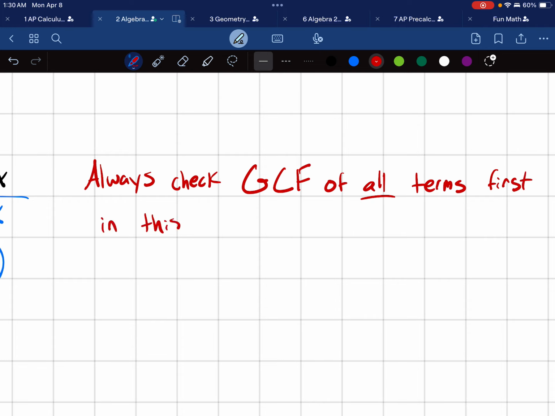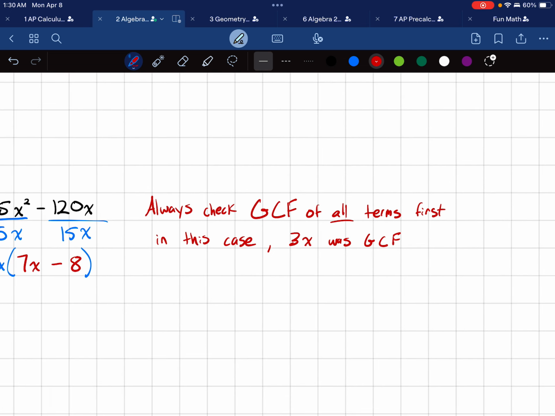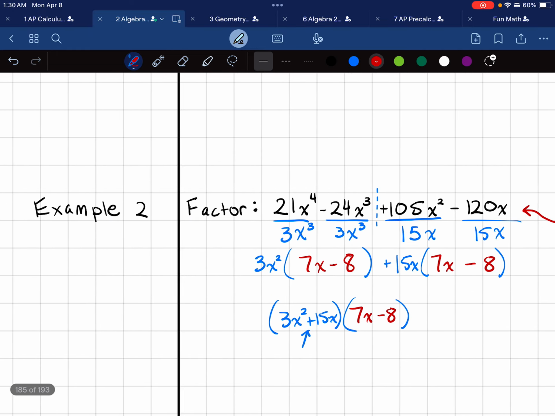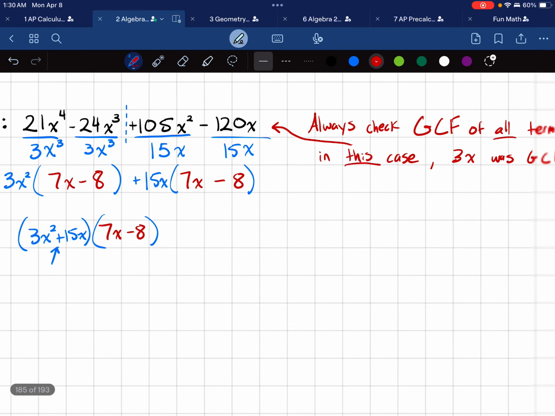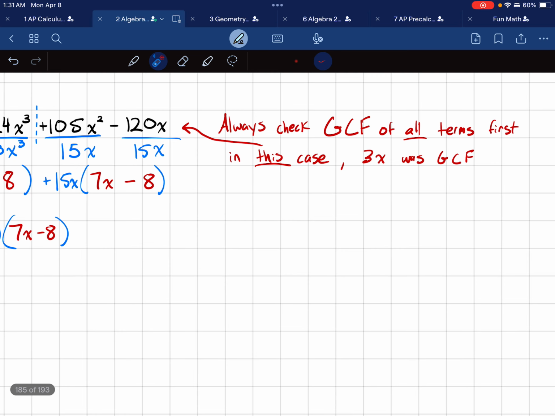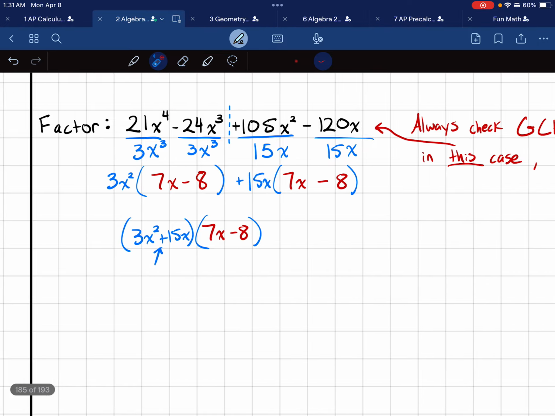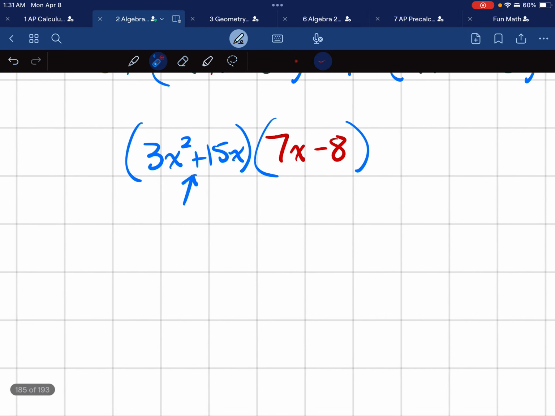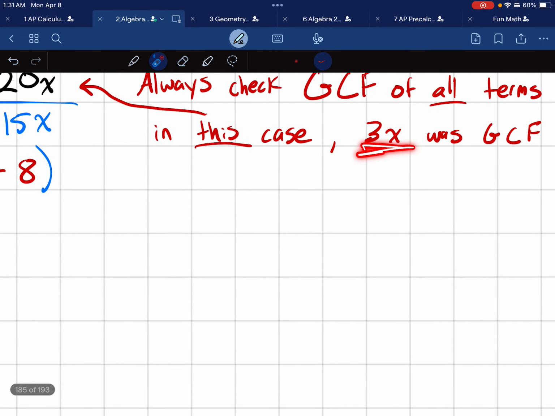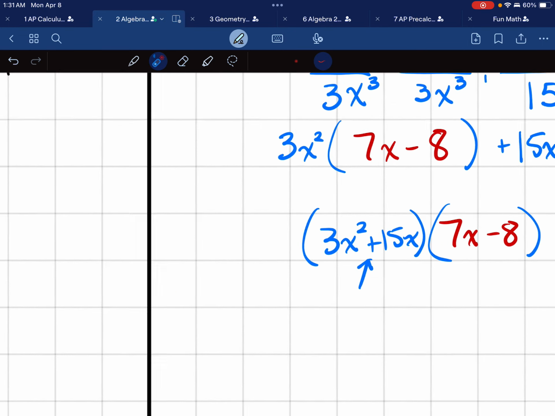In this case, 3x was the GCF. And when I say this case, I'm referring to this case over here. So what do you do if you didn't do that? It's okay, you can do it at the very end, but typically I make you do it at the very beginning so you don't have to keep looking for the answer. Check it out. This term right here can factor out a 3x. That was the GCF after all.